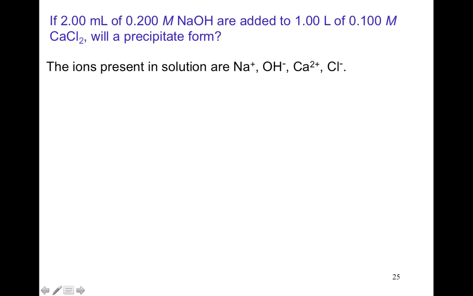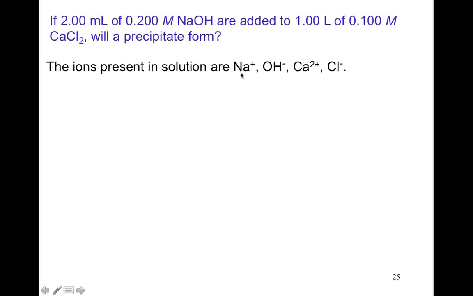So what we have to do is we have to split these guys up and figure out what they can form. So sodium hydroxide splits up, becomes sodium, becomes hydroxide ions. Calcium chloride splits up, becomes calcium and chlorine. So can we precipitate a sodium chloride or a calcium hydroxide would be our question.